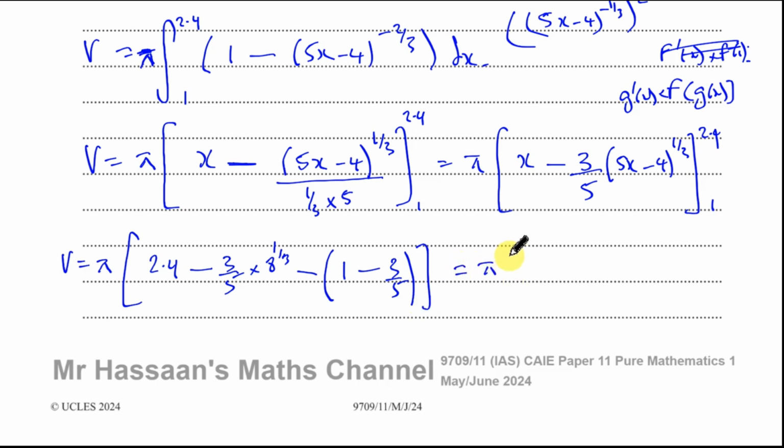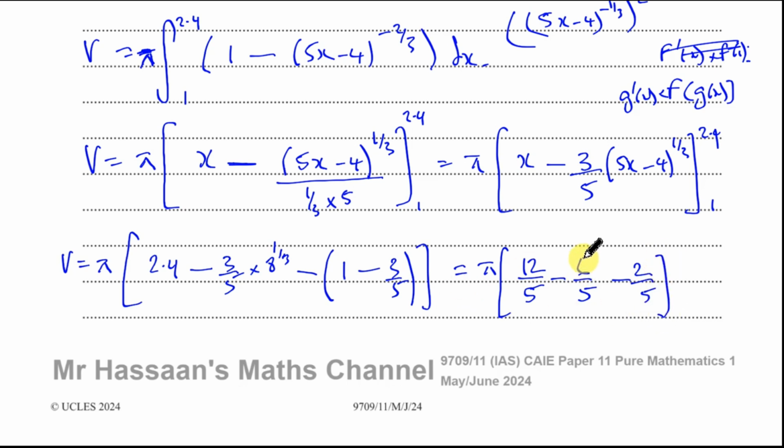So we have pi times 2.4 minus 3/5 times 2, because the cube root of 8 is 2. I'm trying to make them over 5. 2.4 is 2 2/5, which is 12 over 5. You've got minus 6 over 5. And then 1 minus 3/5 is 2/5, so it's minus 2 over 5.